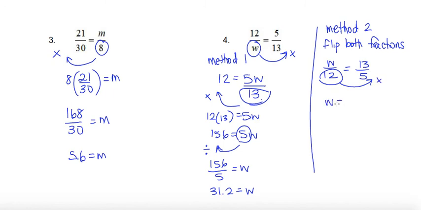So I have w is equal to 12 times 13 over 5. 12 times 13 is 156. I knew that from over here. And then I'm dividing that by 5. So w is equal to 31.2. So either method works. If you wanted to do some extra steps, you can do it this way, if you want to keep your question like this. Or if you wanted to flip both fractions, you could follow the steps in method number 2.